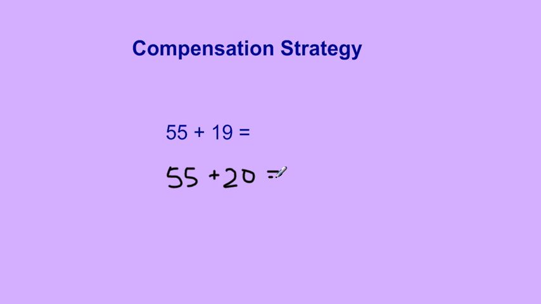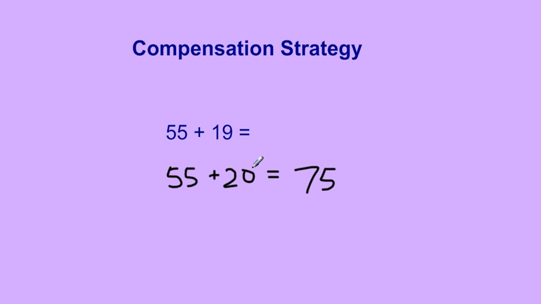Why would we do this? Because it is much easier to add 20 onto 55 than it is to add 19 onto 55. We can do it in our heads. 55 plus 20 is 75.